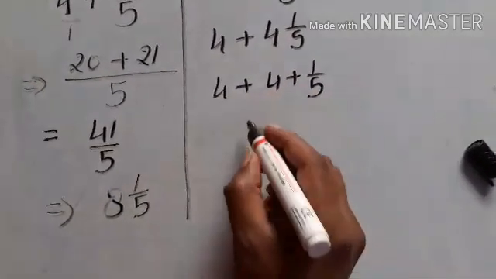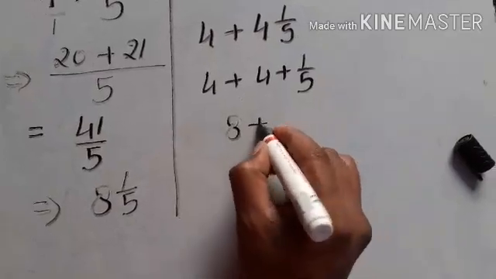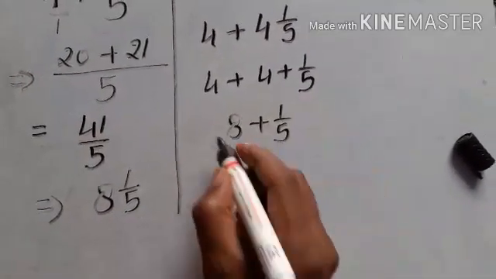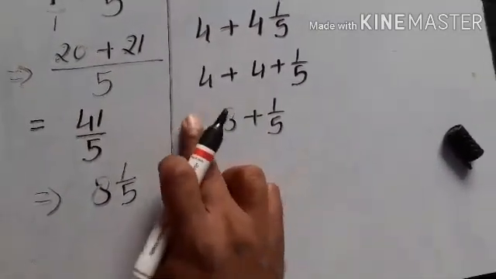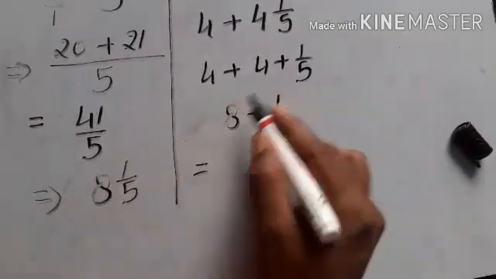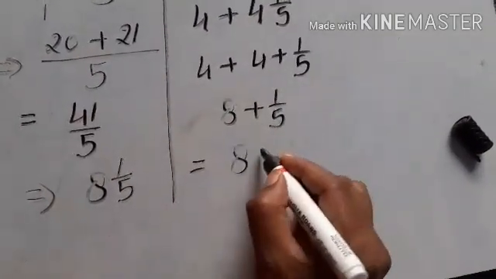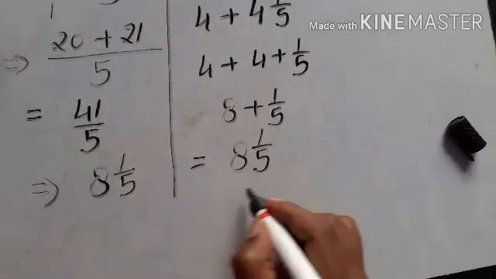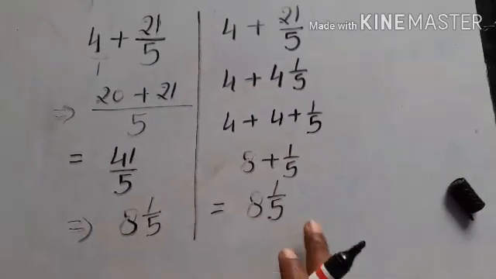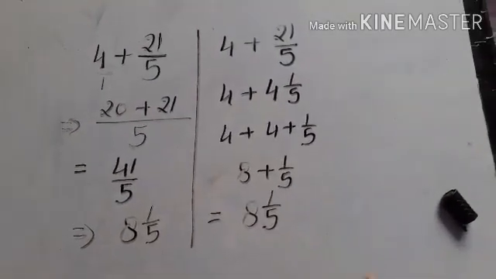Now add the whole part, it becomes 8 plus 1 upon 5. Now we can write it as we did in the previous example. We can write it into the mixed fraction like 8 whole 1 upon 5. So that is the easiest method, you can follow it.